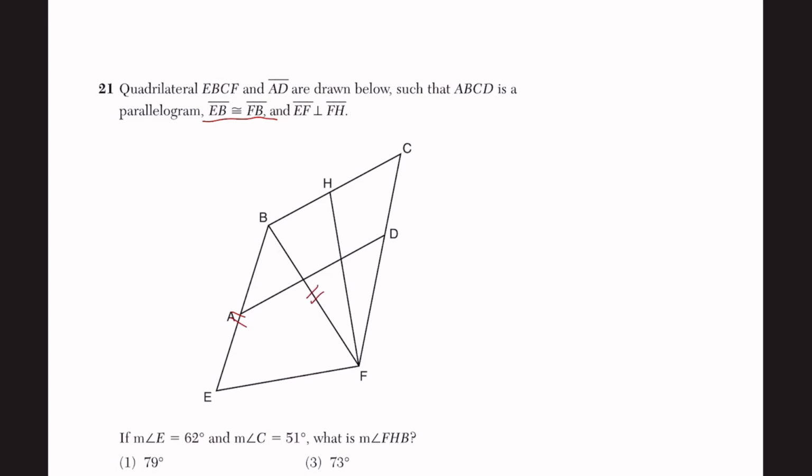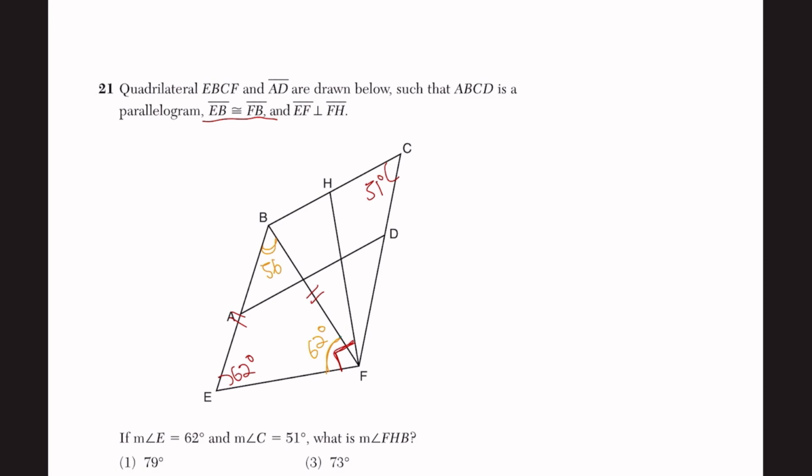EF is perpendicular to FH, which means that right here, it's going to be a right angle, because perpendicular lines form right angles. Measure angle E is 62. Measure angle C is 51. So I can see that this angle right here is also 62 degrees since it's given that these two lines are congruent. So I can assume that this is an isosceles triangle, so the base angles should be equal to each other. And since this is a triangle, all the angles have to add up to 180. So this angle right here is going to be 56.